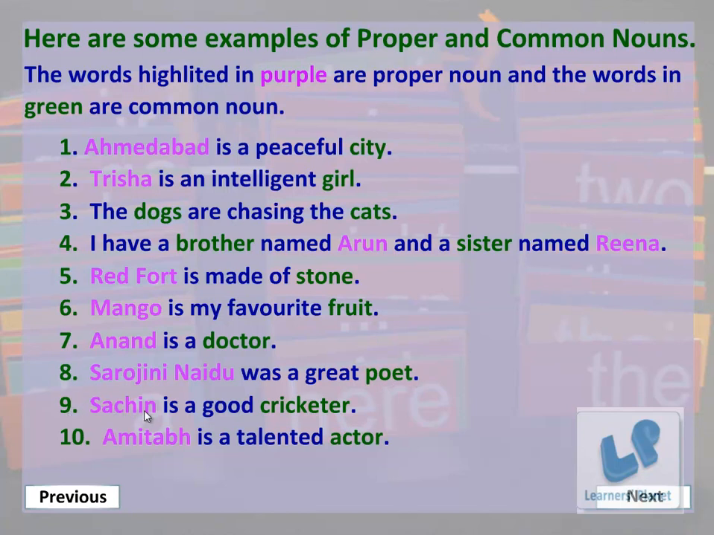9. Sachin is a good cricketer. Now, Sachin is the name of a particular person, that's why it's a proper noun, whereas cricketer is general in nature, that's why it's a common noun. 10. Amitabh is a talented actor. Amitabh again is the name of a specific person, that's why it's a proper noun, whereas actor is a general term, that's why it's a common noun.